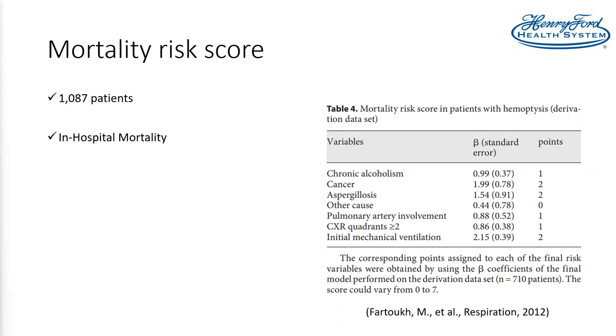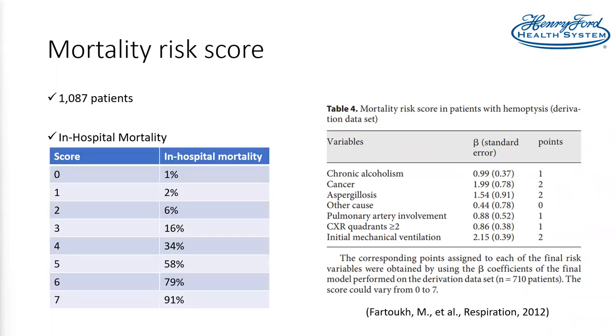What they did is they studied more than 1,000 patients with hemoptysis, and they studied the factors that independently increased mortality. So this is the score, and they gave 1 point to chronic alcoholism, 2 points to cancer or aspergillosis, 1 point to pulmonary artery involvement, 1 point if the chest x-ray involves more than two quadrants, and 2 points for initial mechanical ventilation.